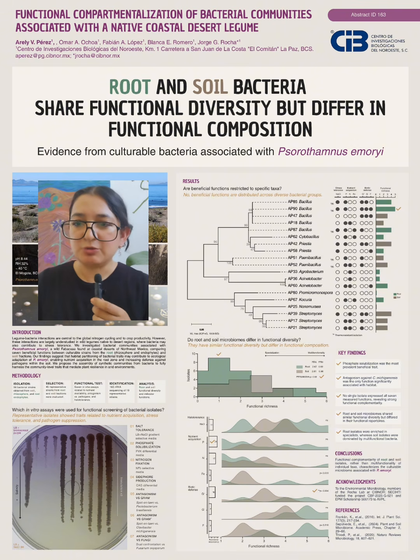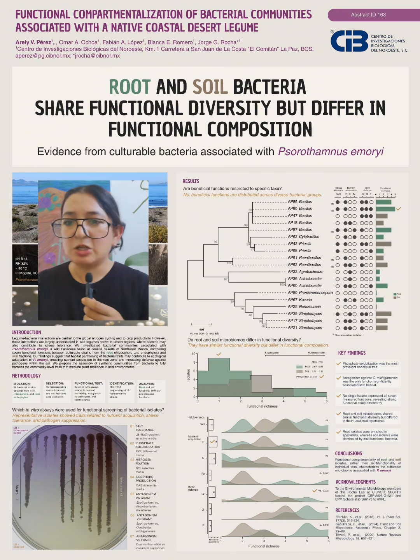Root communities were enriched in functional specialists, while soil communities contained more multifunctional bacteria. Among all the traits we evaluated, phosphate solubilization was the most common, and antagonism against Clavibacter michiganensis was the only trait significantly associated with habitat.